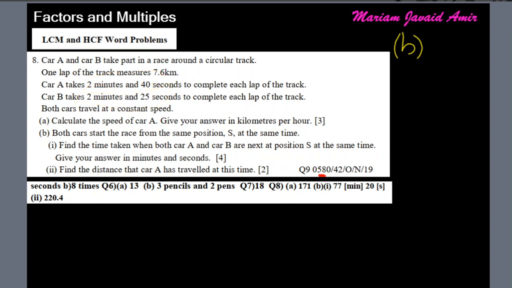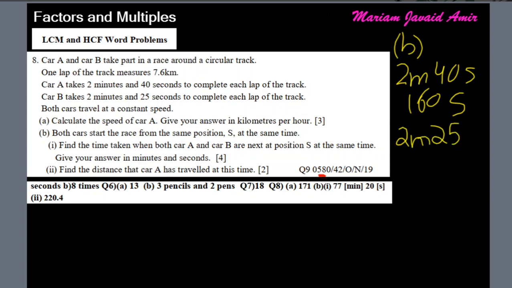To find the LCM, let's first change 2 minutes 40 seconds into seconds. So this would be 60 plus 60 plus 40, which is 160 seconds. And then 2 minutes 25 seconds is 60 plus 60 plus 25, which is 145 seconds. Next, we will be finding the LCM of 160 and 145.